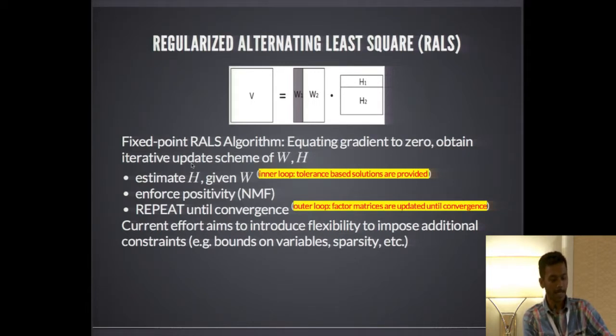And in that way, we actually repeat the whole method until convergence. What I want to point out here is, in the current Spark implementation, there are two different loops, the inner loop and the outer loop. In the inner loop, we basically get a tolerance-based solution, and in the outer loop, we repeat the same method until convergence. The reason I'm mentioning this is our contribution is more towards the inner loop, where we will show how to introduce more capability and advance the current state of the art.